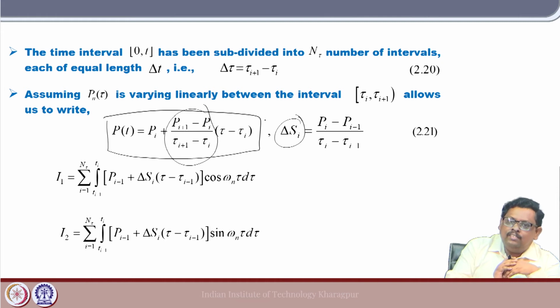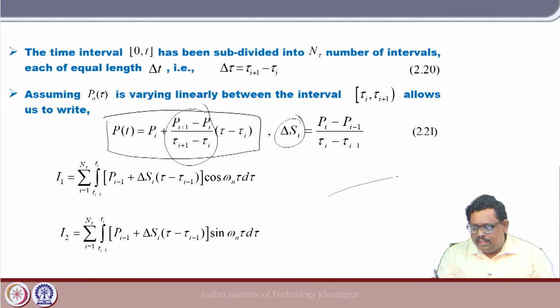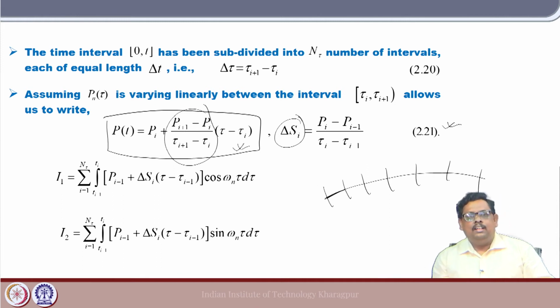So, here what I did, we assume that, now what are the assumptions? The assumption is that over the time interval, the force is not abruptly changing with time. Now, if the force is not abruptly changing with time, then definitely this curve I can approximate as a sum of straight lines. So, therefore, at any interval I can write this equation 2.21.